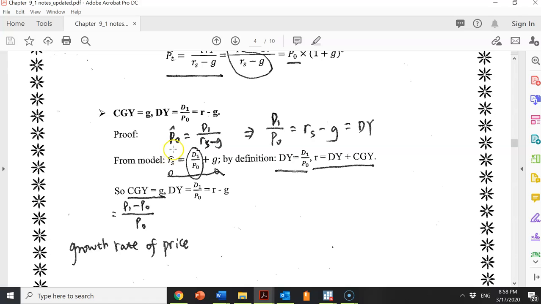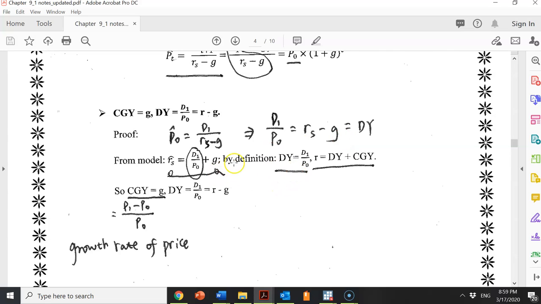Okay, because in the original model, P0 equals D1 over Rs minus g, we can change this model a little bit. D1 over P0 becomes Rs minus g. And we know dividend yield is by definition dividend 1 divided by P0. So it is just R minus g. Okay, and because Rs, the total return, equals D1 over P0 plus g.